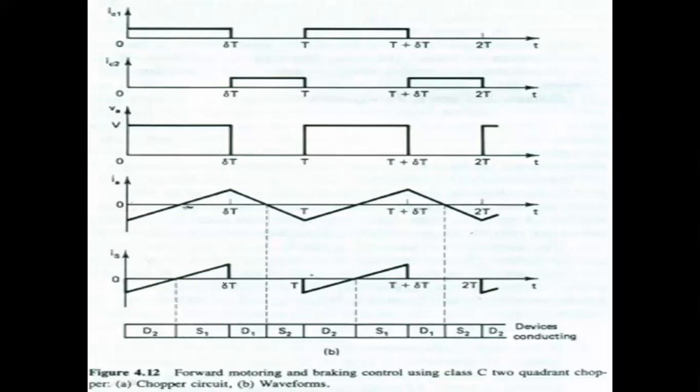From 0 to delta t, S1 and D2 are on. From delta t to T, what is on here? D1 and S2 are on. Actually there will be some delay time here, but this delay time is not shown in the waveforms.